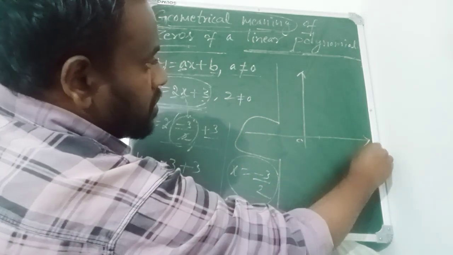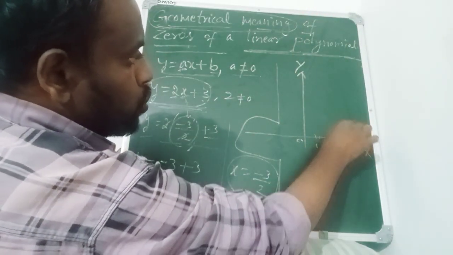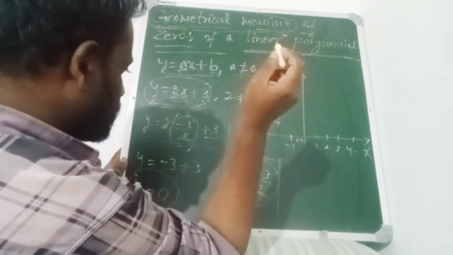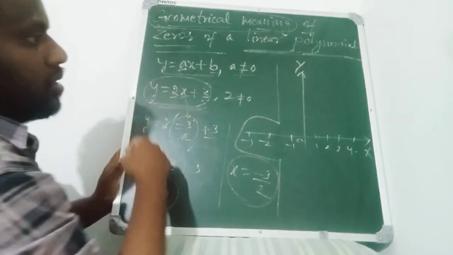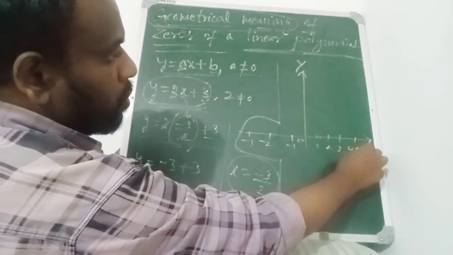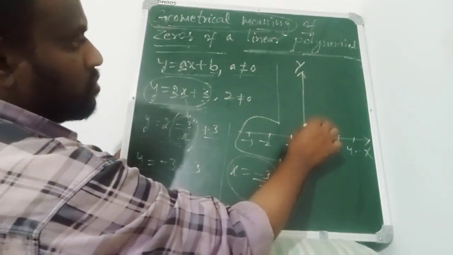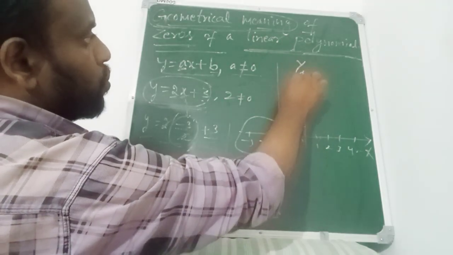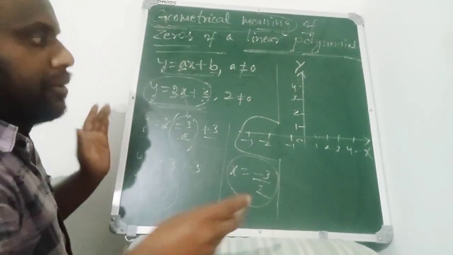So 0, this is x axis, this is y axis. See 1, 2, 3, 4. This side -1, -2, here -3. So numbers will continue till infinity, minus infinity. This side also 1, 2, 3, 4, etc. Dot dot dot till infinity. Numbers will continue, and this is y axis. So this is 1, this is 2, this is 3. Okay, this is 4. Dot dot dot. That means numbers will continue till infinity.